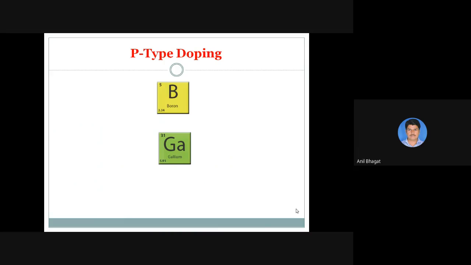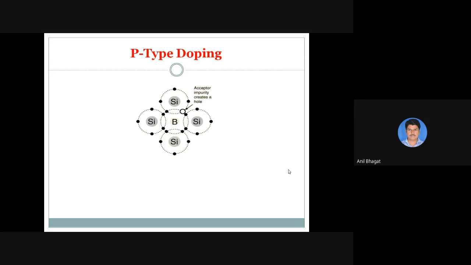So here in p-type doping, these two are the common atoms added to the silicon: boron and gallium, right? They are trivalent impurities, with three outermost shell electrons. In p-type doping, boron or gallium is the dopant. So this is a very simple structure of p-type doping.